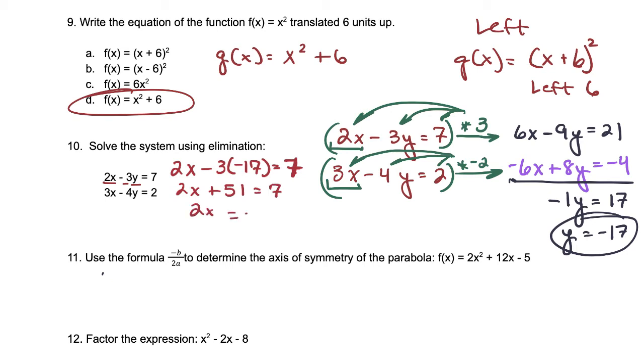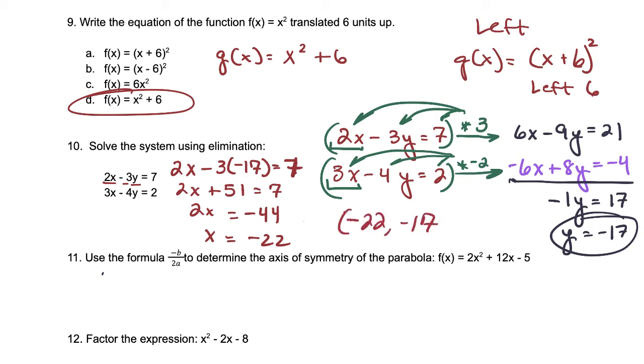Subtract 51, that gives me negative 44, I believe. Divide by 2. So I think these two lines cross at negative 22. If I can get my eraser to work. Looks like they cross at negative 22, negative 17.